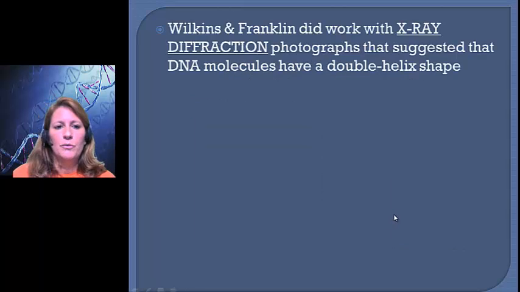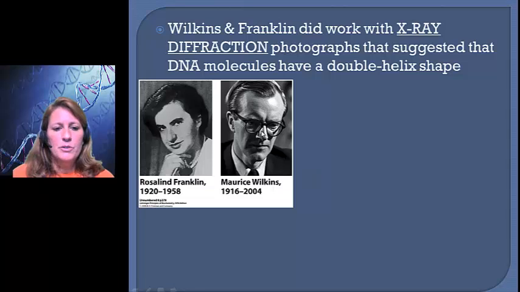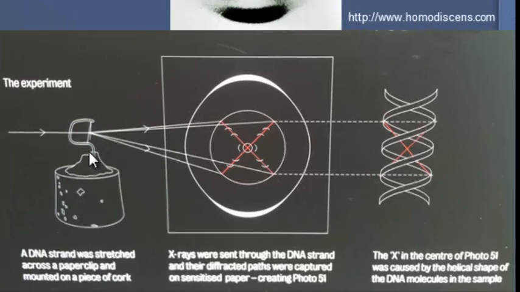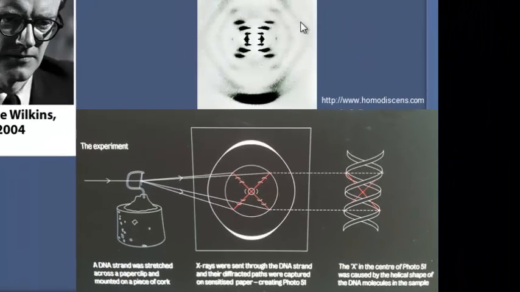Now, if it wasn't for the work of Wilkins and Franklin, here's Wilkins on the right. Rosalind Franklin was a pioneer in her time. Very bright woman. She only lived to be 38, but her work primarily was X-ray diffraction, and literally she was working with X-rays. At the time they didn't know the harm that it caused, but she actually took a paperclip and a strand of DNA, and then she shot an X-ray through that and captured it, and here's the image here.